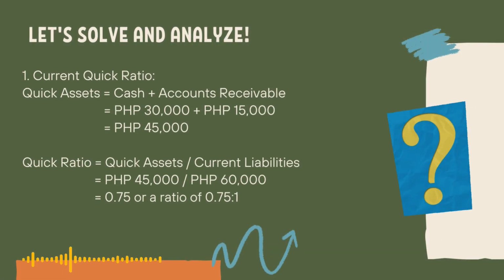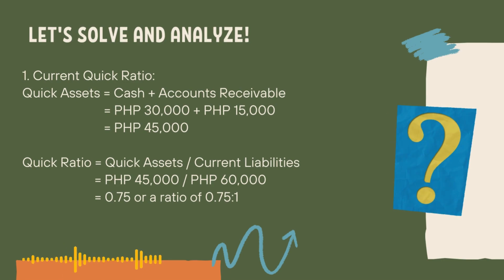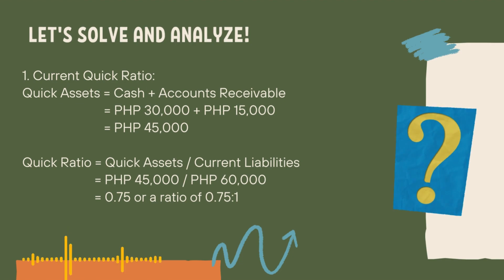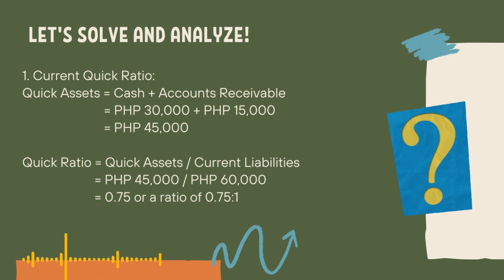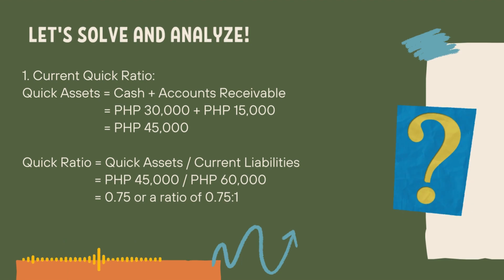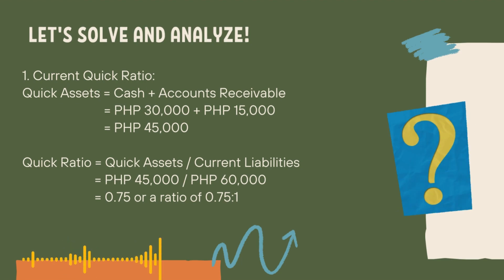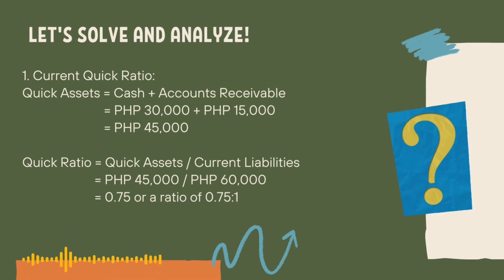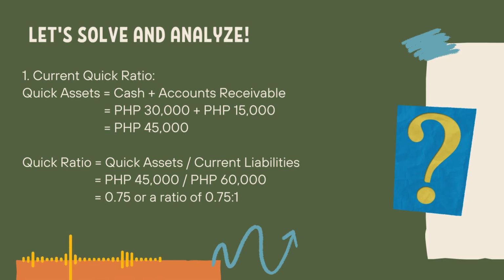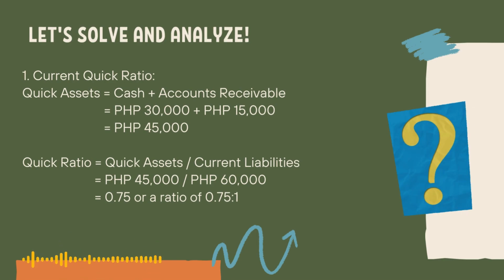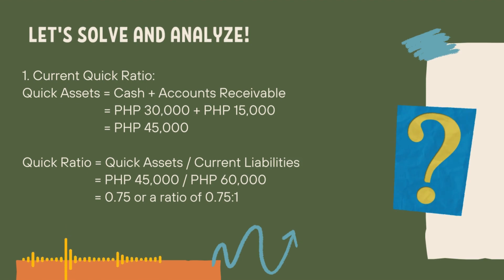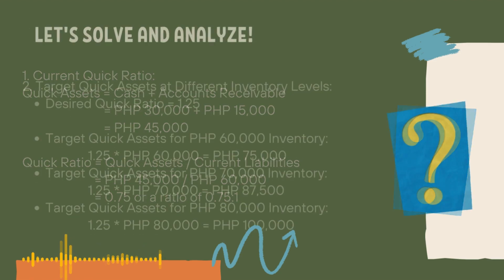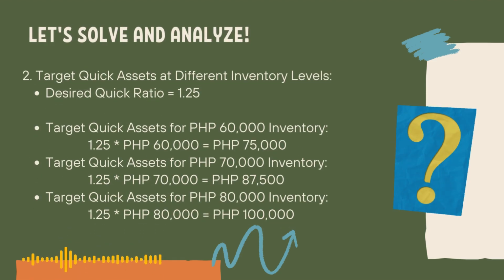So for the current quick ratio, quick assets are cash plus, again, accounts receivable. Okay, 30,000 pesos of cash plus 15,000 pesos of accounts receivable will give us 45,000 pesos of quick assets. Now for the quick ratio, quick assets divided by current liabilities. So again, 45,000 pesos of quick assets divided by the given 60,000 pesos of current liabilities will give us 0.75 quick ratio. Next, the target quick assets at different inventory levels.